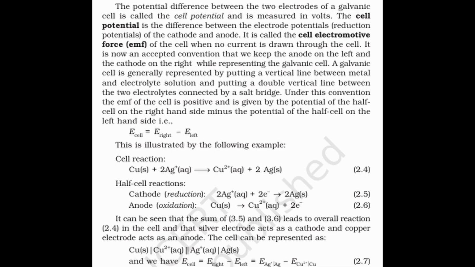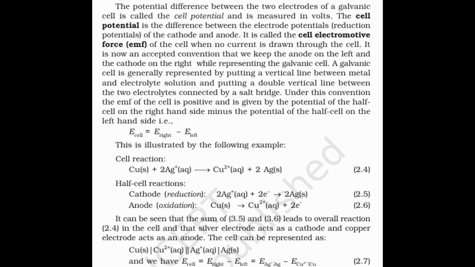The potential difference between the two electrodes of a galvanic cell is called the cell potential and is measured in volts. When no current is drawn from the cell, this potential difference is known as the electromotive force, or EMF, of the cell. By convention, the anode is written on the left and the cathode on the right while representing a galvanic cell.